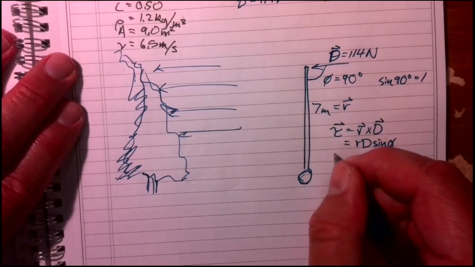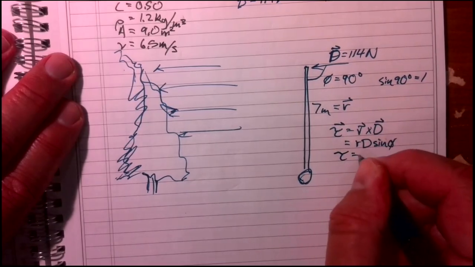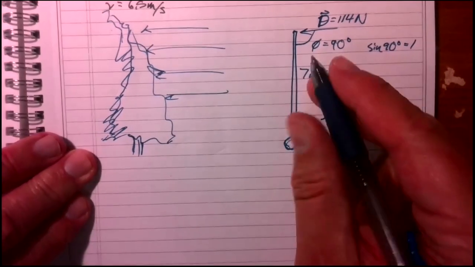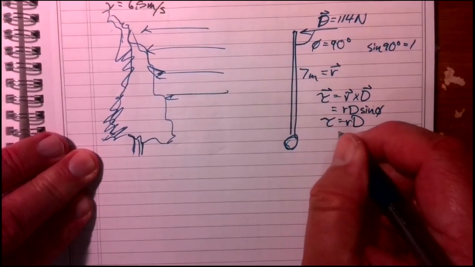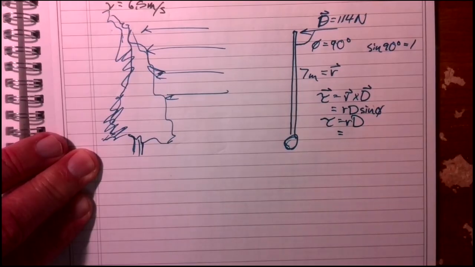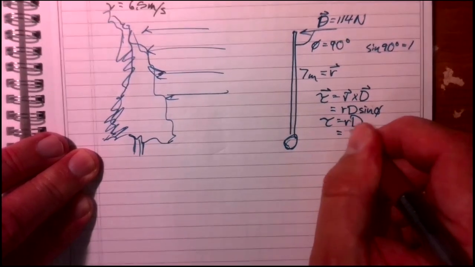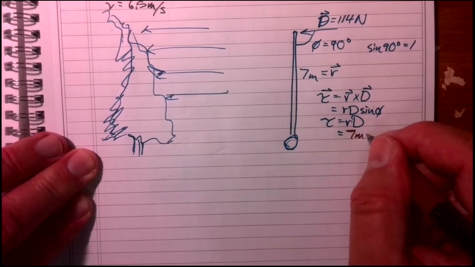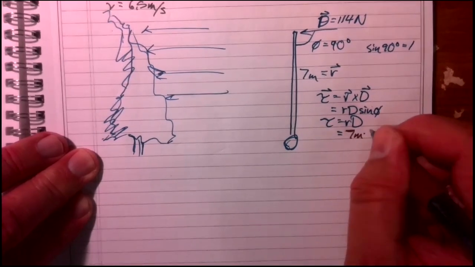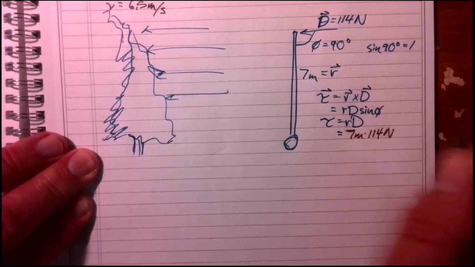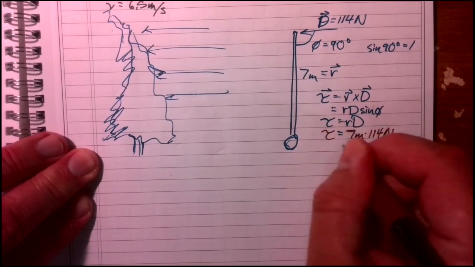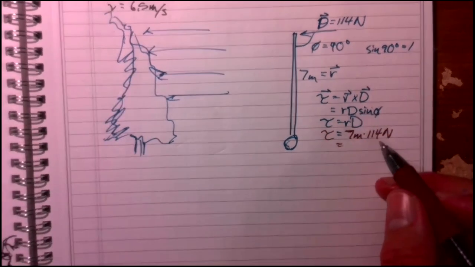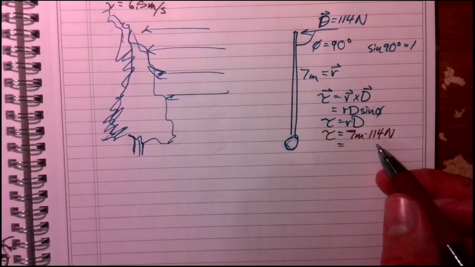Okay, so we can really just write this. The magnitude of the torque is R times D. Okay, and the length here is 7 meters. And then times the force, so times 114 newtons. Okay. And so then our torque is going to be about 700, maybe 800.